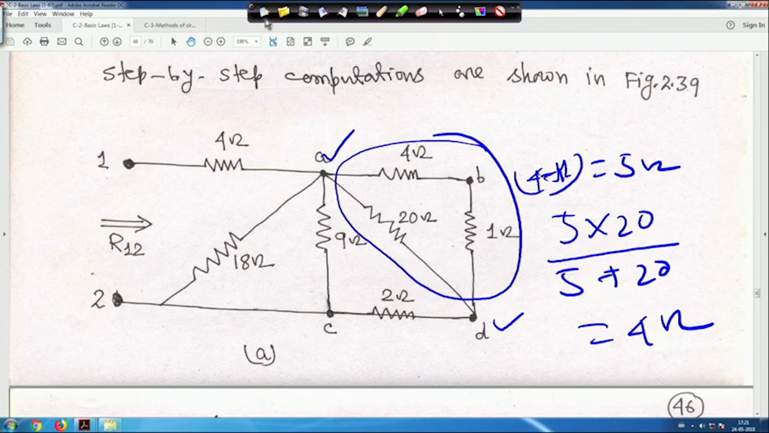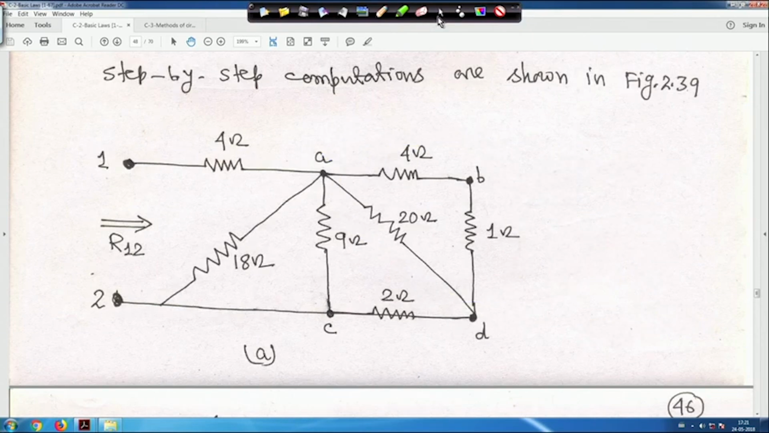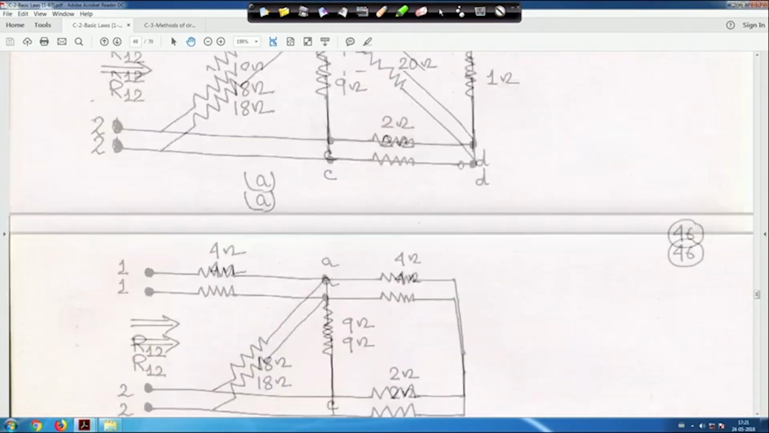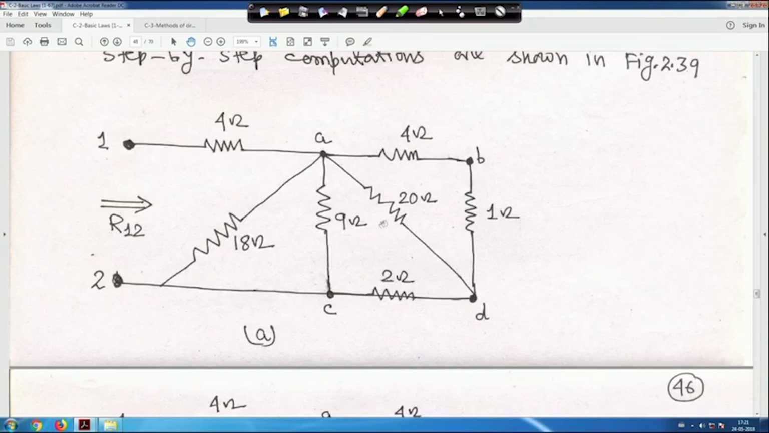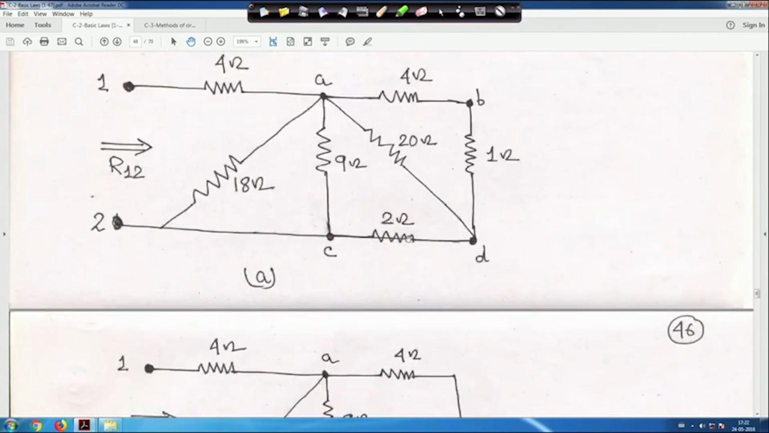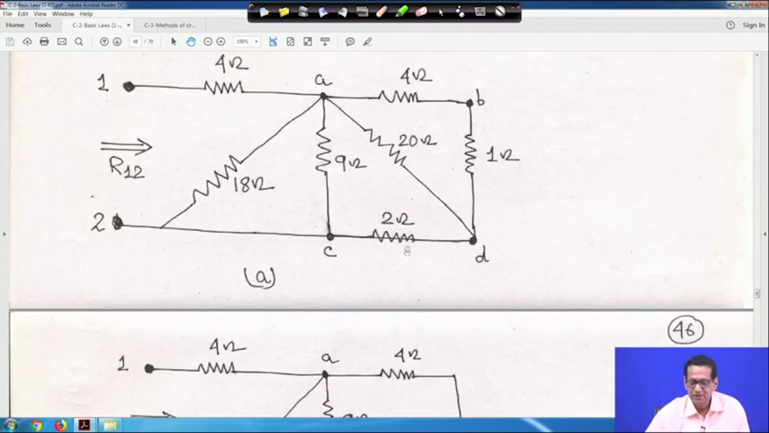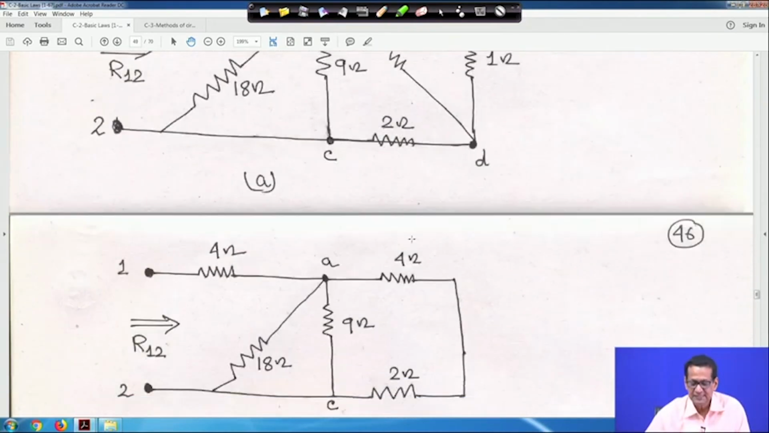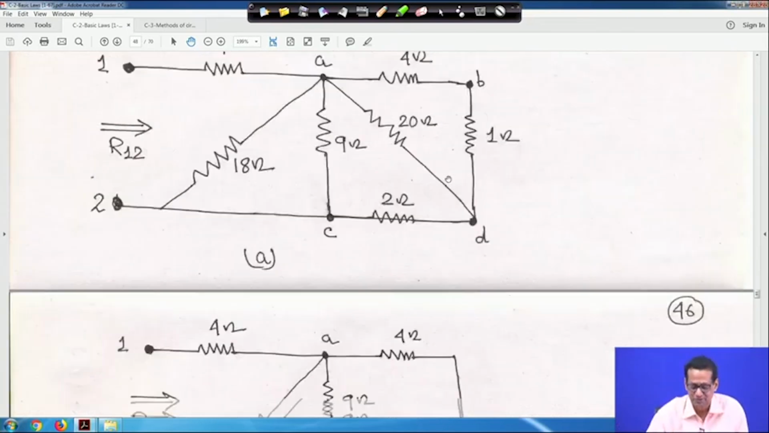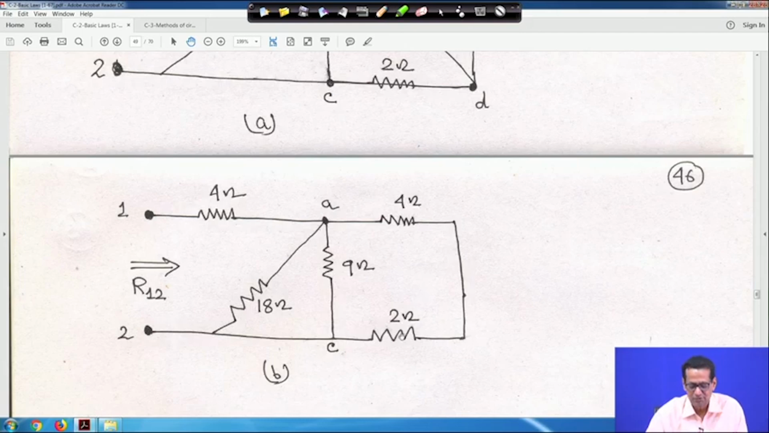So, let me clean it. That equivalent is 4 ohm, right. This whole equivalent is 4 ohm, and therefore this 4 ohm and this 2 ohm are here. So this equivalent 4 ohm and 2 ohm are in series, but do not confuse it with this 4 ohm, which is 4 plus 1, 5, and 5 into 20 by 20 plus 5, so 100 by 25 is equal to 4 ohm.